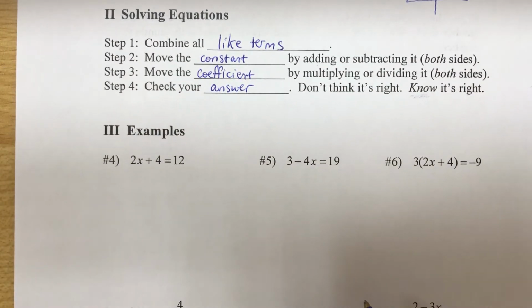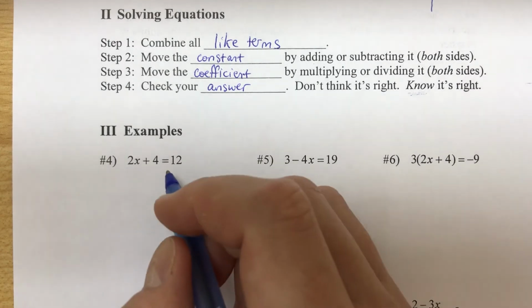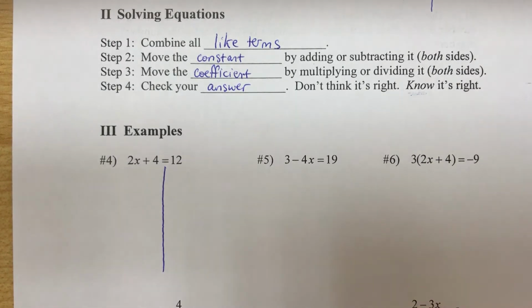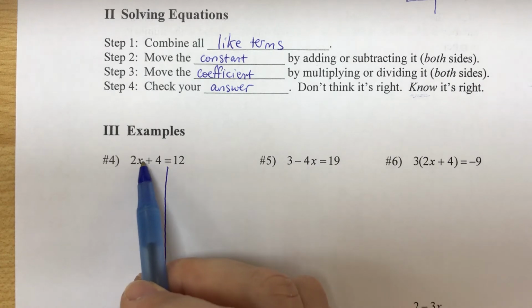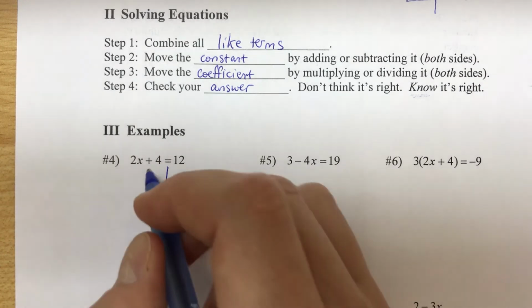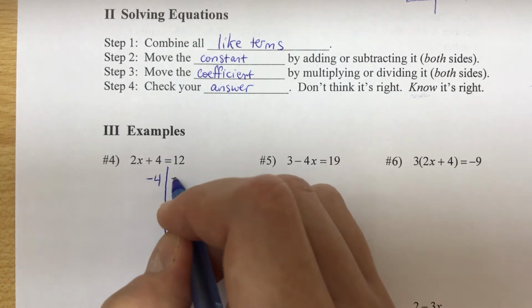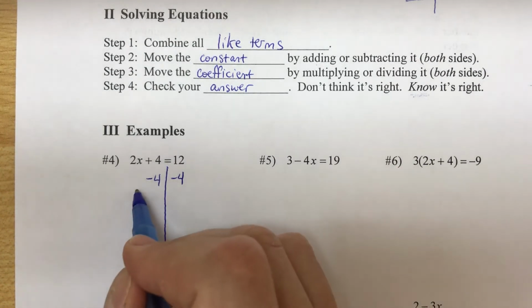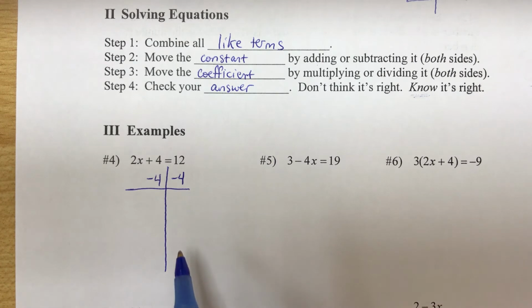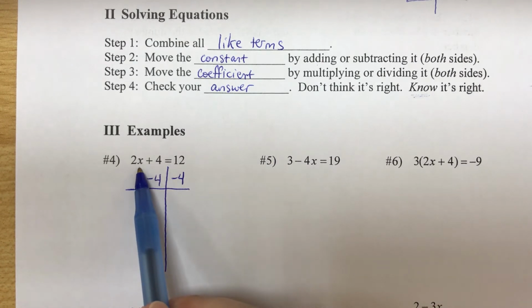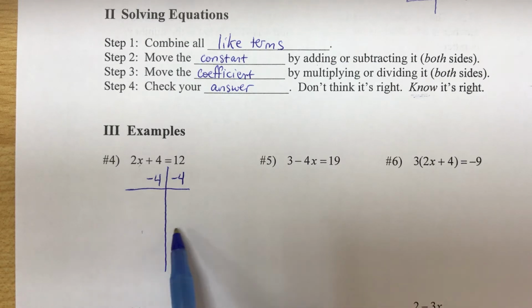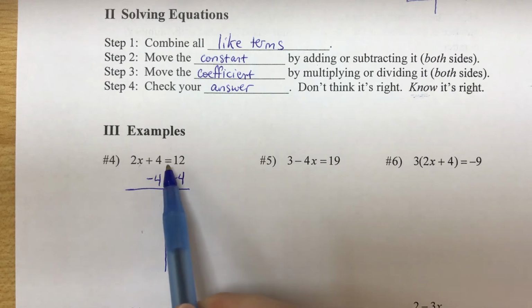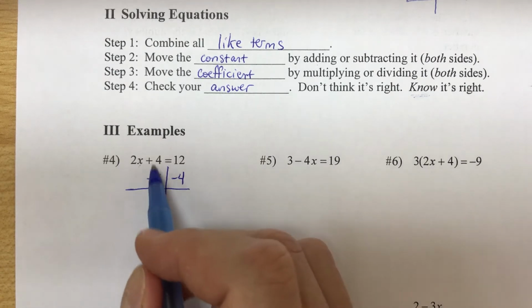All right, so examples. Let's take number 4 here and draw my line down. So we have 2x, 2 is a coefficient, plus 4, that's a constant. We are going to subtract that first. Remember that the goal is to get the variable by itself. Okay, so I want x on its own side. I'll keep it on the left side. I want to get x equals something. So I need all these other numbers to get over here. So I'm going to go minus 4.